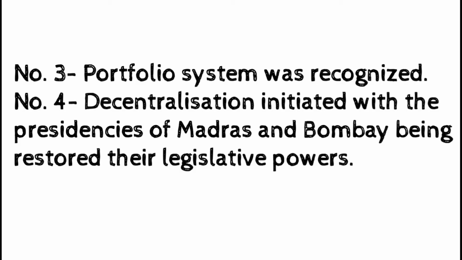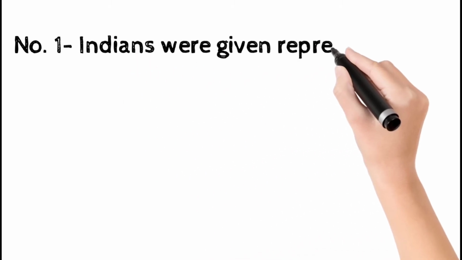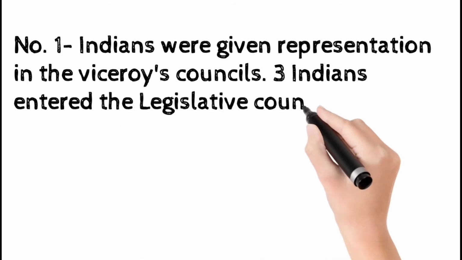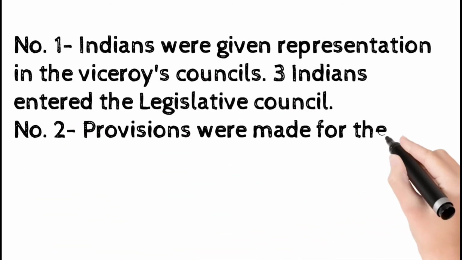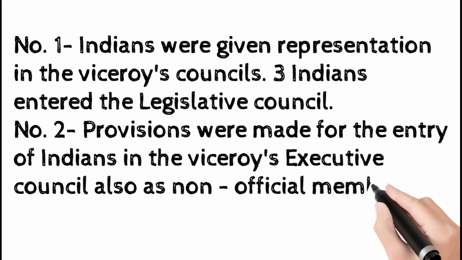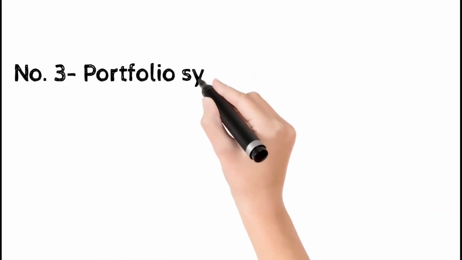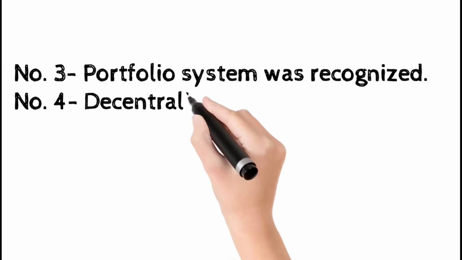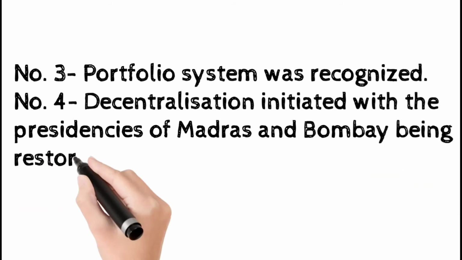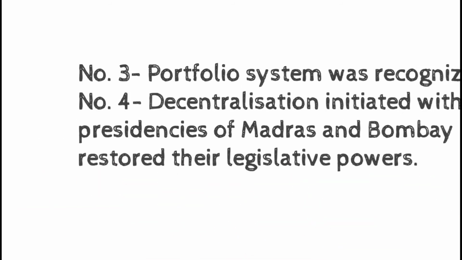History of the Indian Constitution: Indian Councils Act 1861. Number 1. Indians were given representation in the Viceroy's councils. 3 Indians entered the Legislative Council. Number 2. Provisions were made for the entry of Indians in the Viceroy's Executive Council also as non-official members. Number 3. Portfolio system was recognized. Number 4. Decentralization initiated with the presidencies of Madras and Bombay being restored their legislative powers.